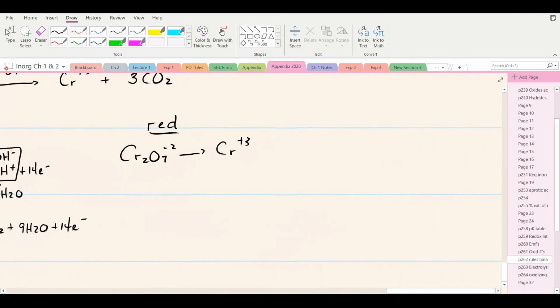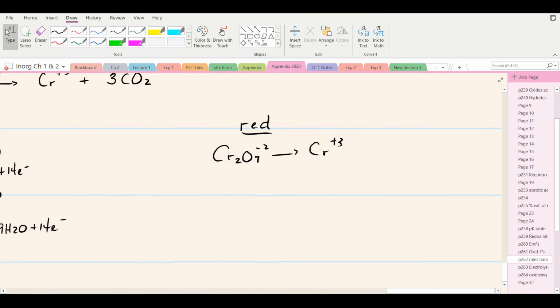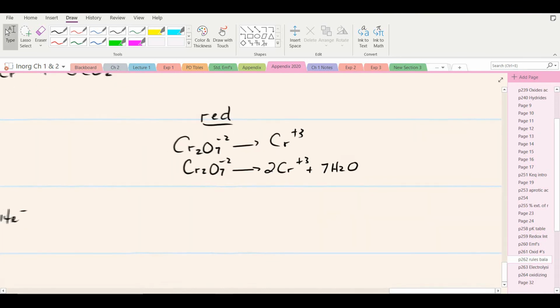Let's try the other half reaction. The first step is to balance the atoms other than hydrogen and oxygen, which is chromium in this case, so I'll put 2Cr plus 3. The next step is to balance the oxygens by adding water. I'll need 7 water molecules on the right. Next we balance hydrogen by adding H+. I'll need 14 H+ on the left.